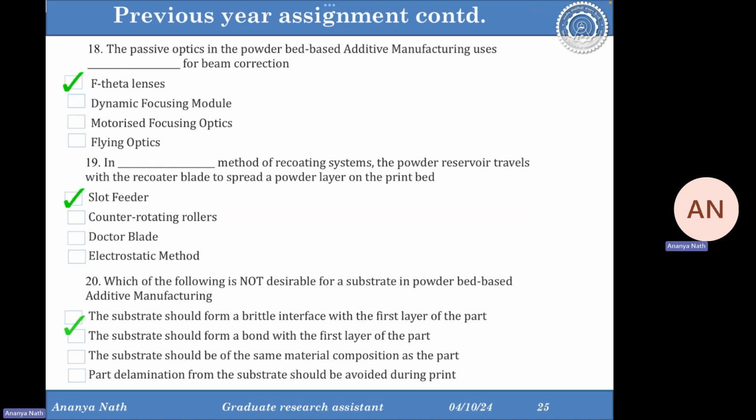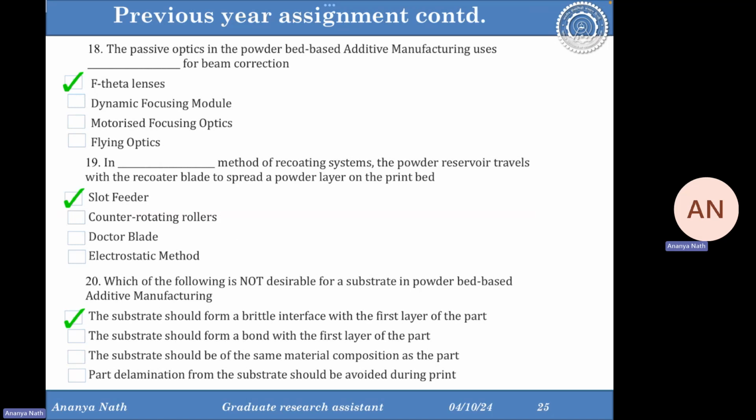The substrate should form a brittle interface within the first layer of the part. No, it is not desirable. If it's brittle, then you cannot print the later layers onto it smoothly, and it can damage the subsequent layers. The substrate should form a bond with the first layer. Yes. The substrate should be of the same material composition. Yes.